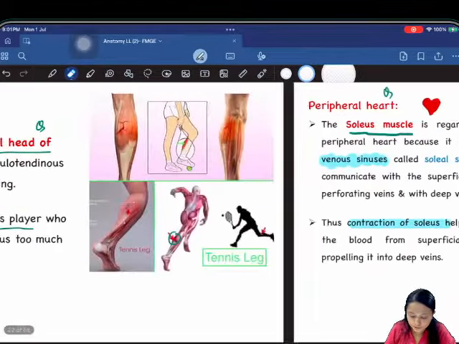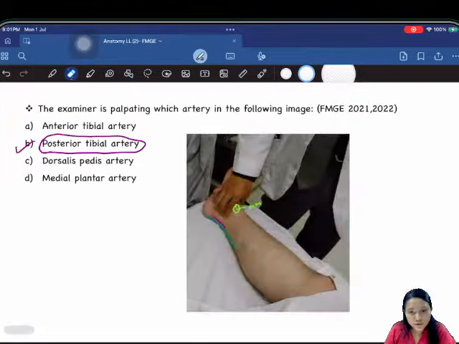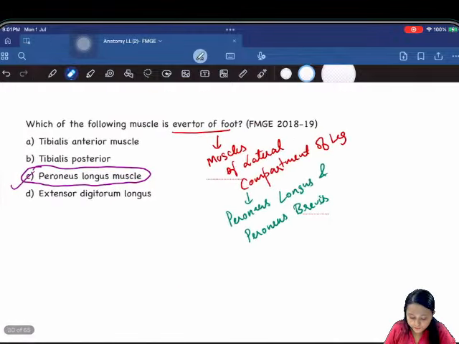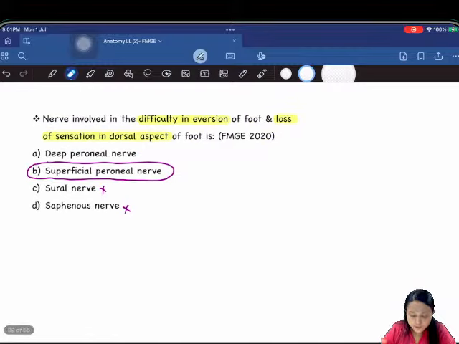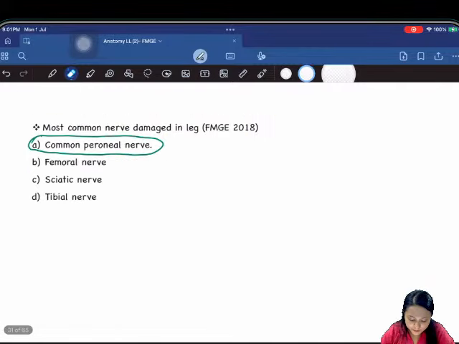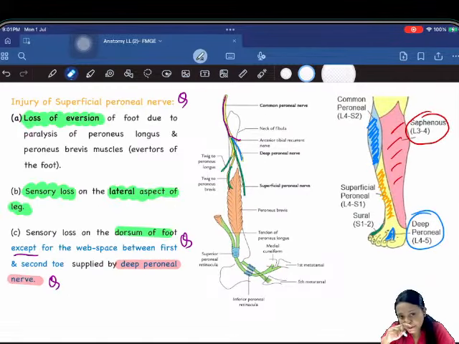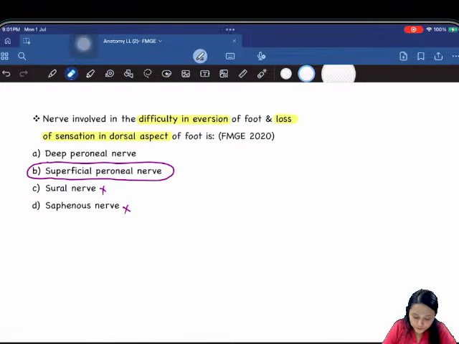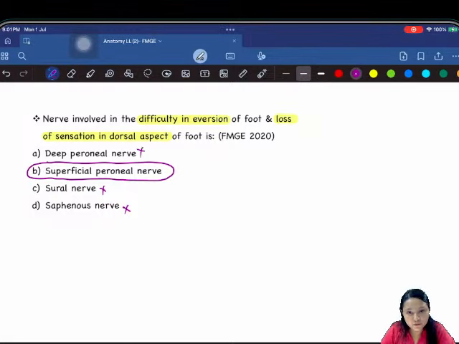आँख बंद करके तुम लोग को tick mark करना चाहिए because loss of eversion and sensory loss on the lateral aspect काफ़ी है. Mark the answer as superficial peroneal nerve. अभी अभी हम लोग ने पढ़ा है that for superficial peroneal nerve, loss of eversion होगा and lateral aspect में sensory loss होगा. Sensory loss dorsum में होगा, first web space में नहीं होगा, क्योंकि first web space is supplied by the deep peroneal nerve. So the answer is your superficial peroneal nerve. ठीक है.